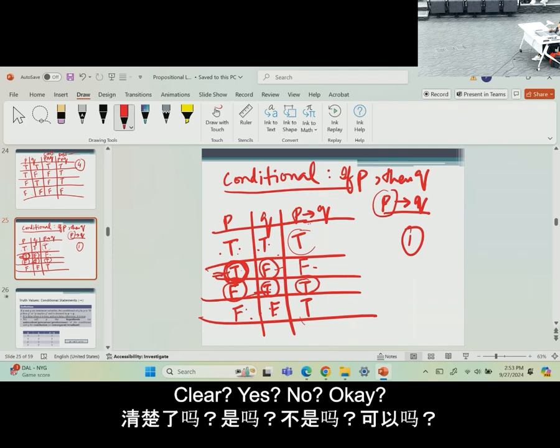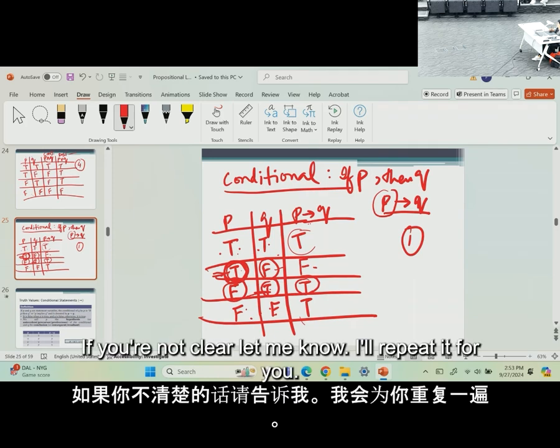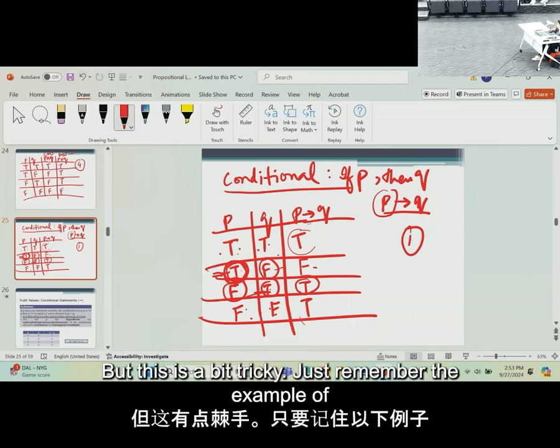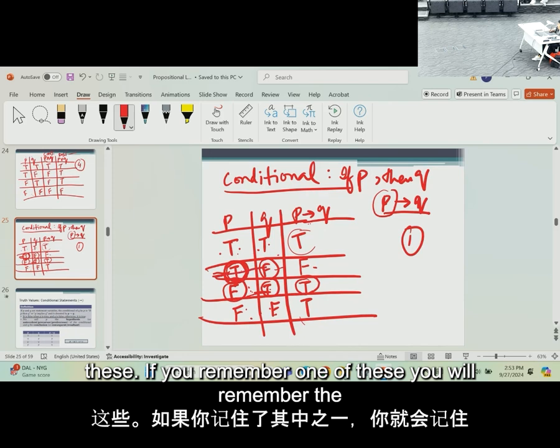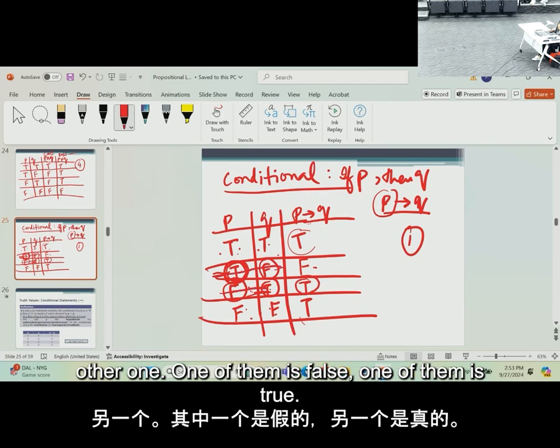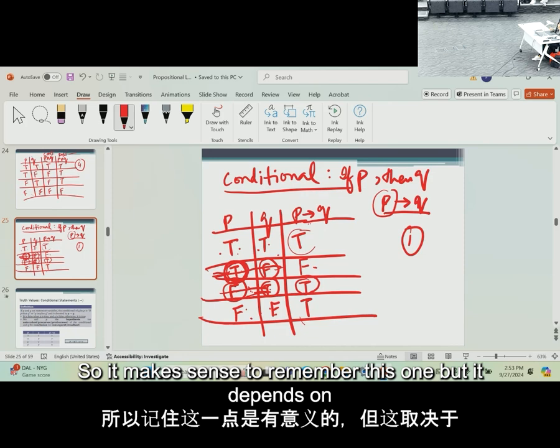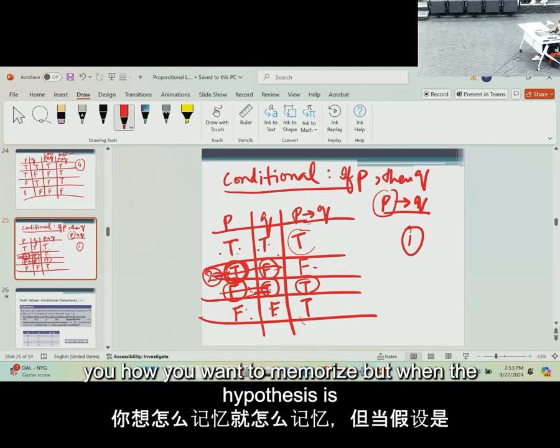Yes? No? Okay. If you're not clear, let me know. I'll repeat it for you. But this is a bit tricky. Just remember the example of it is raining, or simply remember one of these. If you remember one of these, you will remember the other one. One of them is false, one of them is true. So it makes sense to remember this one, but it depends on you how you want to memorize.